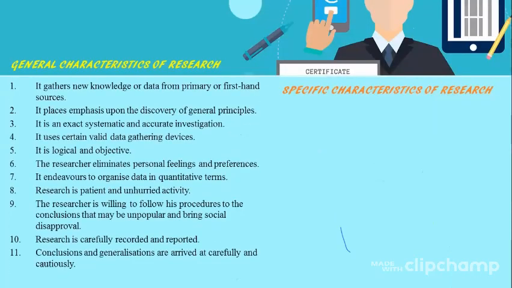Now there are some general characteristics of research. So what are the general characteristics of research? It gathers new knowledge or data from primary or first-hand sources. So we generally don't use secondary sources altogether. Obviously, we use secondary sources in research, but we do not use only secondary sources. We also use primary sources. In fact, we use mainly primary sources for research. And that primary data is then processed according to our requirements for secondary use. How we want to do that depends upon us.